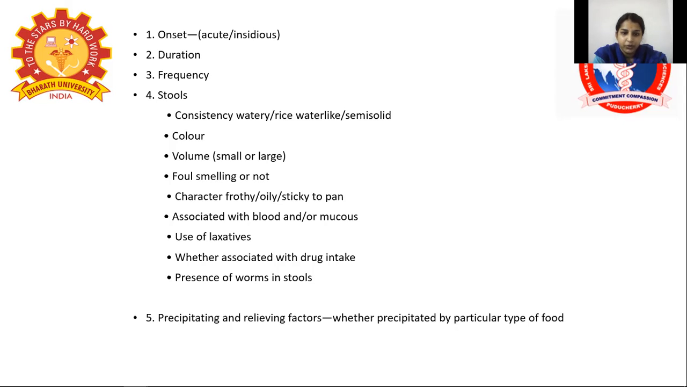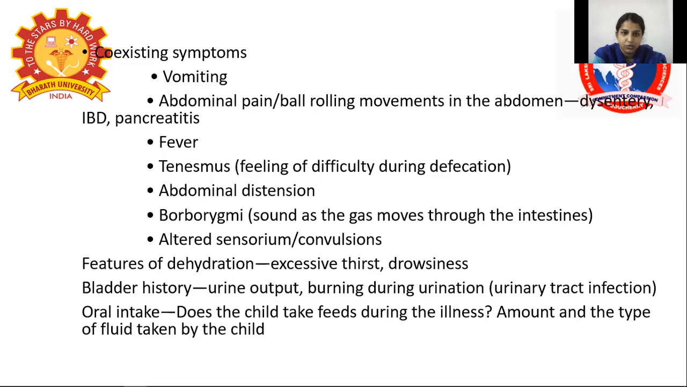Ask about association with blood or mucus, and the use of any laxatives, because the child may have had constipation and the parents might have used laxatives. Whether it is associated with any drug intake, or the presence of any worms in stools. Worms in stools can also lead to diarrhea, and even after giving albendazole to the child for deworming, that can also sometimes cause diarrhea. And the precipitating and relieving factors: whether any particular type of food, like spices or anything, is precipitating this issue.